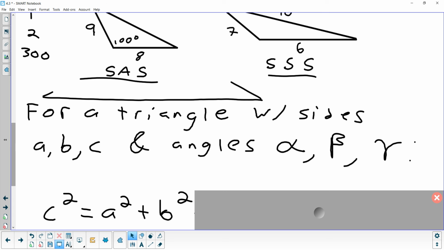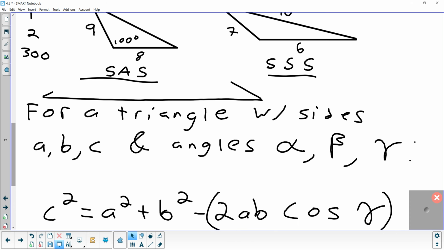That's the Pythagorean theorem. So the law of cosines is basically the Pythagorean theorem, but with an adjustment at the end. And the adjustment lets you use this formula when you don't have a right angle. Remember, Pythagorean theorem is only if you have a right angle. So it's C squared equals A squared plus B squared minus 2AB cosine gamma.